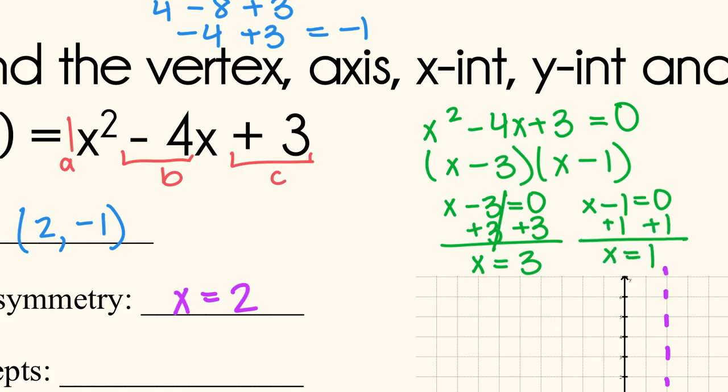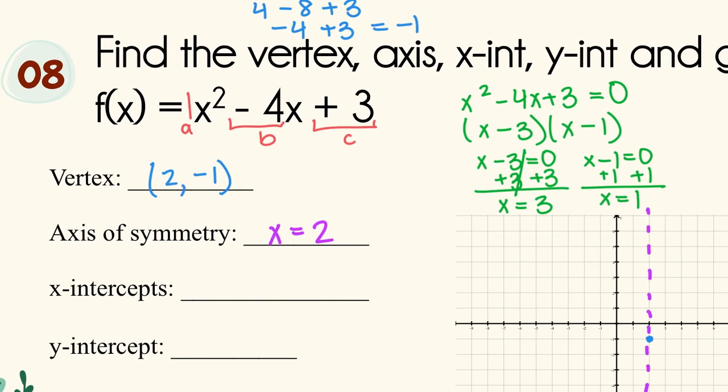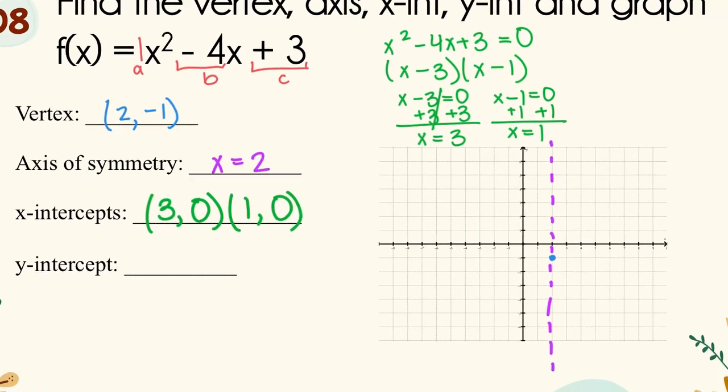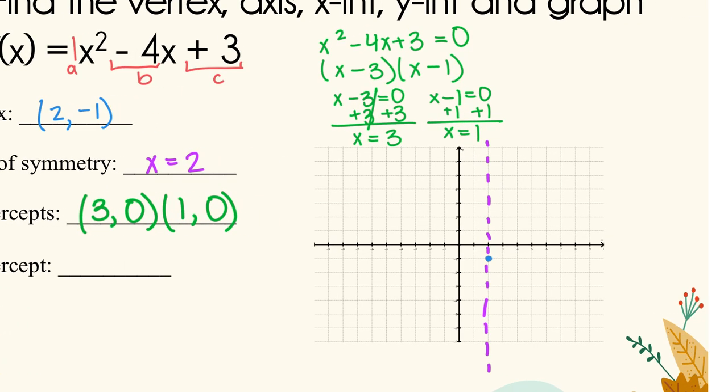And x equals positive 1. So writing those as my ordered pair for my x-intercepts, I'm going to have (3, 0) and (1, 0). Keep in mind they're both in parentheses. And going ahead and graphing them. So I'm going to go over 3 and put a dot, and go over 1 and put a dot. This is enough information to graph.